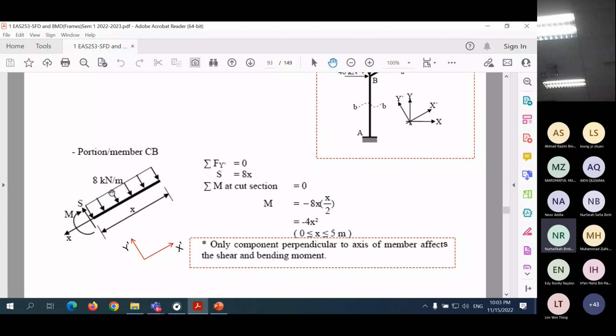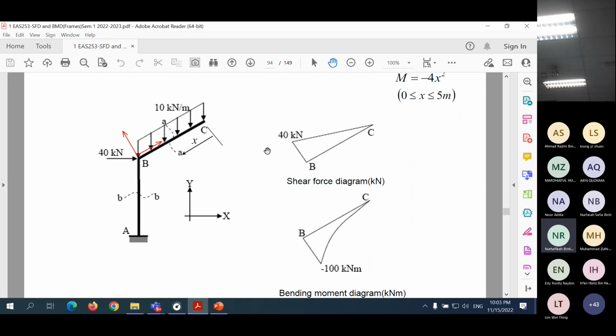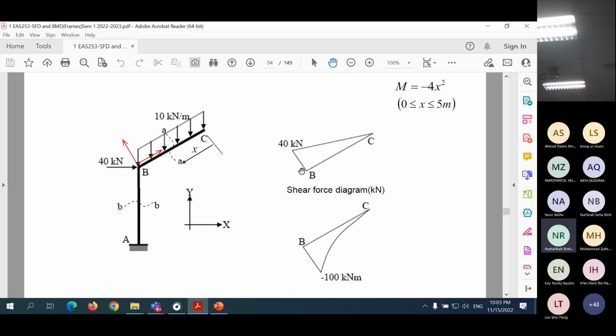And how do we get this 8 kilonewton per meter? So we have settled this part here. Now we go to this vertical part. Now before that, if you try to draw for this part only, that is the shear force diagram, that is the bending moment diagram. The shear is a straight line, 40 until 0. And then the bending moment is curved in this way.